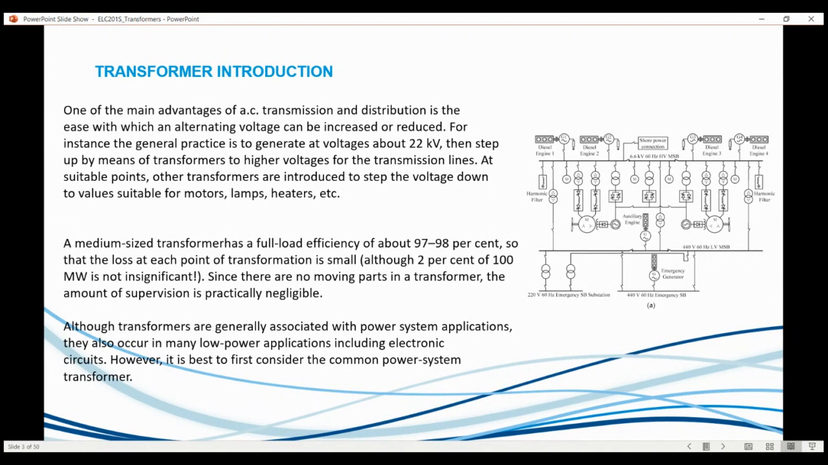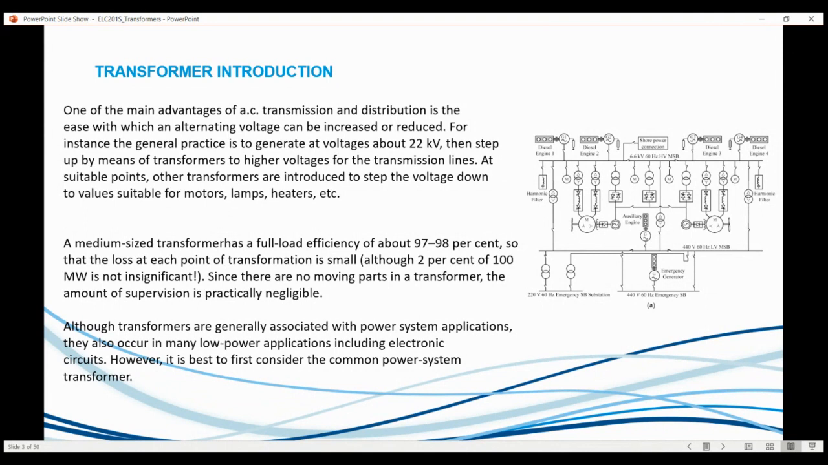A medium-sized transformer has a full load efficiency of 97 or 98 percent, which is fantastic because it's nearly 100% efficient, so the loss of each transformation is small. So even though we're shifting the voltage and current around, we have a very small loss. We'll work on some efficiency calculations. Since there are no moving parts in the transformer, the amount of supervision is practically negligible. That is true, but there are a lot of routine tests done on transformers, which I'm obviously going to bring up. They do say there that 2% of 100 megawatts is not insignificant, which is basically true. It's all relative. And they say although power transformers are generally associated with power system applications, meaning generating power, they also occur in many low power applications such as electronic circuits as well.